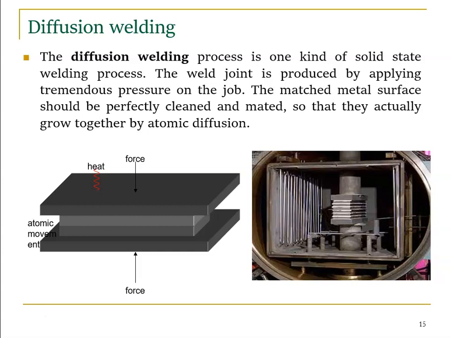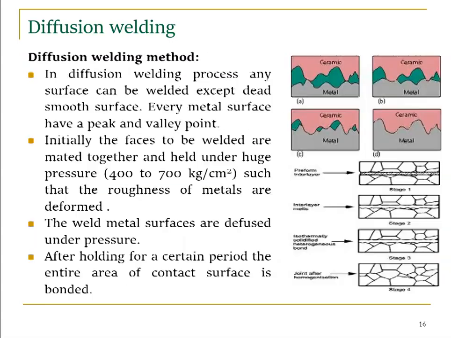Diffusion welding means if I have two metals, right, that I'm going to join, I'm applying more pressure on both sides of the metal. If I'm applying the pressure, definitely the temperature will increase. So this temperature is used to exchange the atoms, right? So exchange of atoms will happen. This will make the bond or joining. This is what diffusion welding is.